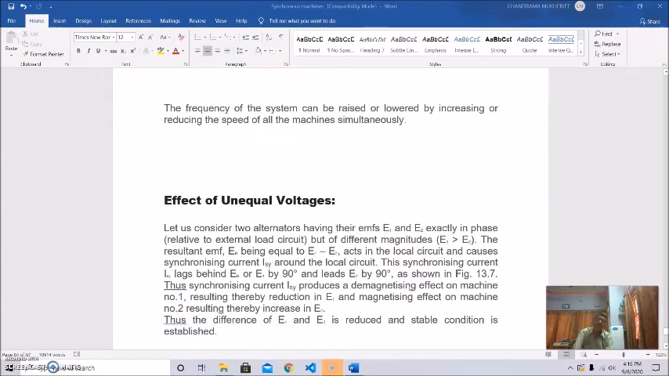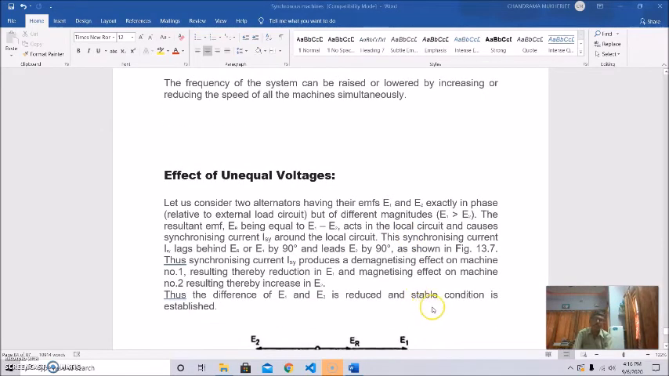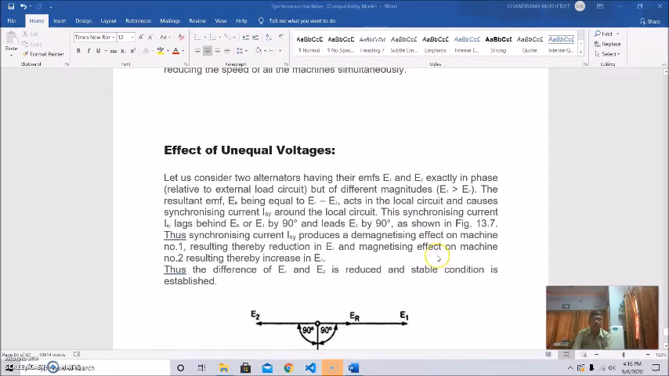Now, what is the effect of unequal voltages? Let us consider two alternators having their EMFs E1 and E2 exactly in phase with respect to the external load circuit, but of different magnitude. So E1 is greater than E2, and the resultant EMF ER is equal to E1 minus E2. This acts in the local circuit and causes a synchronizing current around the local circuit.